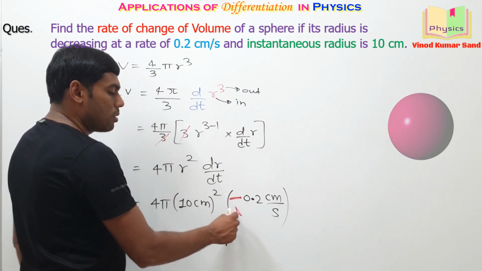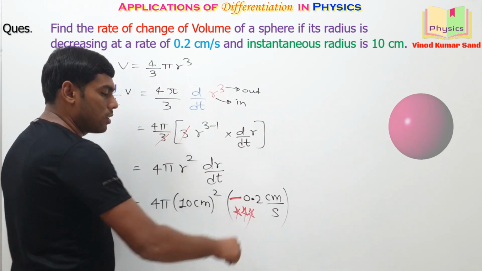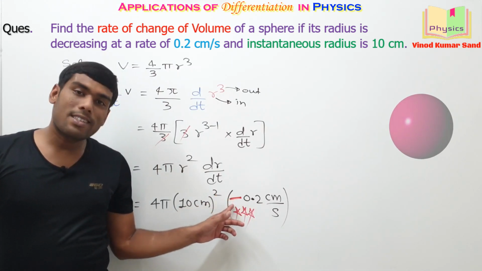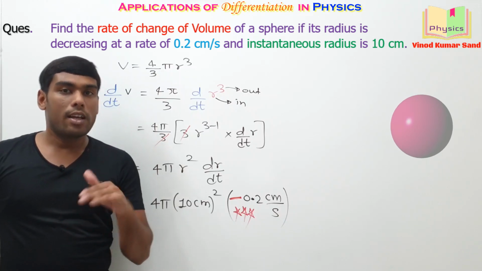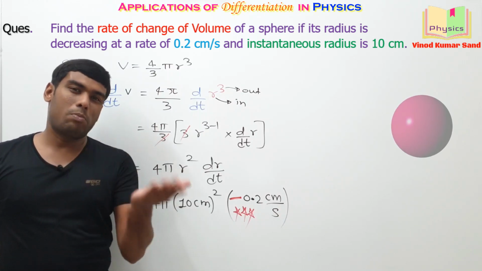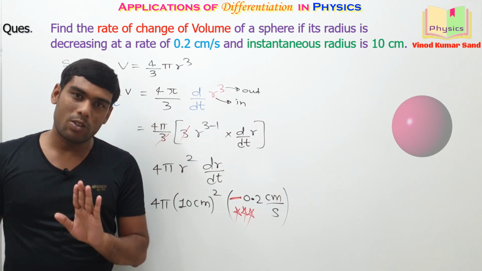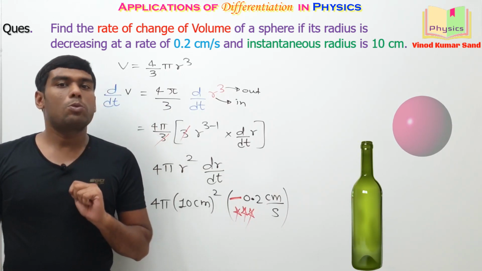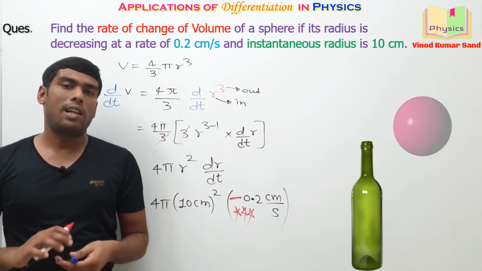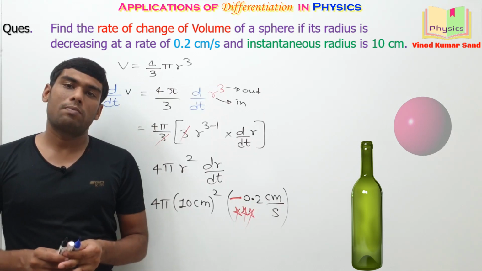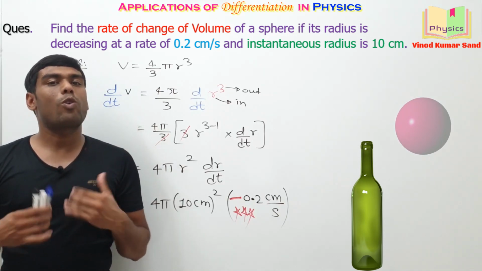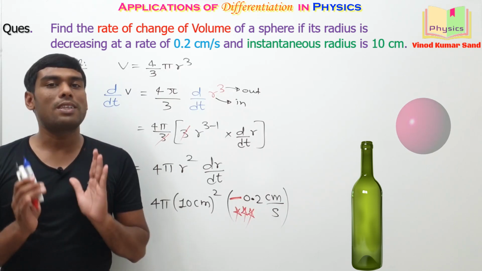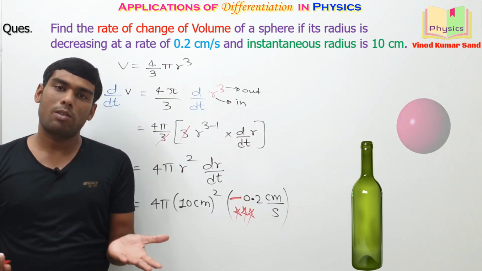This is the most important part of this question. If something is decreasing, it means its rate of change will be negative. Actually, rate of change could be anything, positive or negative or zero. Take an example. Suppose you have a bottle and that bottle is empty. What is the rate of change of volume of that bottle? Rate of change of volume of that bottle will be zero. Volume is fixed for that bottle.